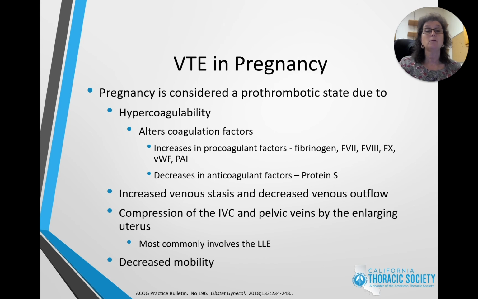Women appear to be hypercoagulable with altered coagulation factors. They have increased venous stasis and decreased venous outflow. They have compression of their IVC and pelvic veins by their enlarging uterus, the DVTs being seen most commonly in the left lower extremity, and some of them have decreased mobility.